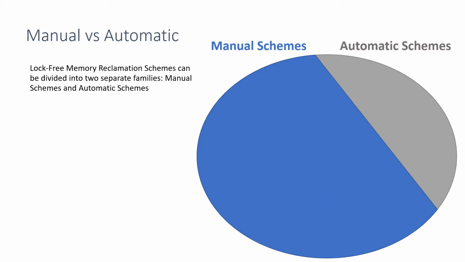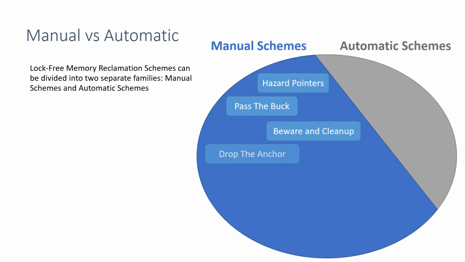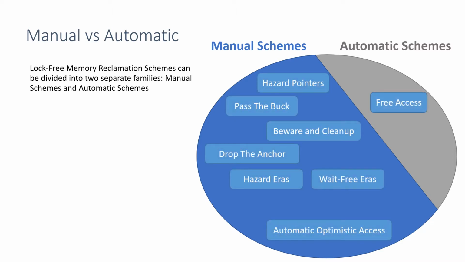Here are some lock-free memory reclamation schemes. A scheme can be manual or automatic. The main difference between a manual and an automatic scheme is that when using a manual scheme, the user must identify in the code the point from which an object has no hard links to it. For some algorithms, it may not be possible. An automatic scheme, on the other hand, will detect when an object can be deleted automatically. Before OrcGC, the only available automatic scheme was free access.